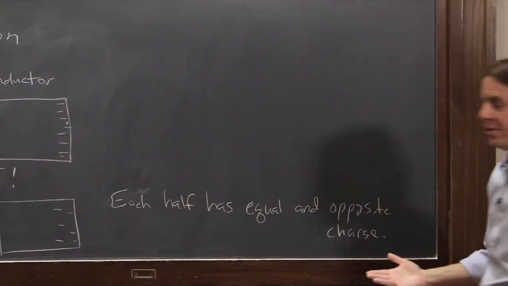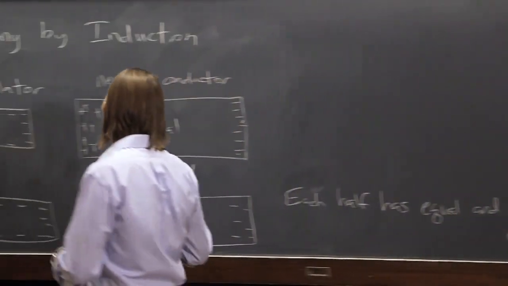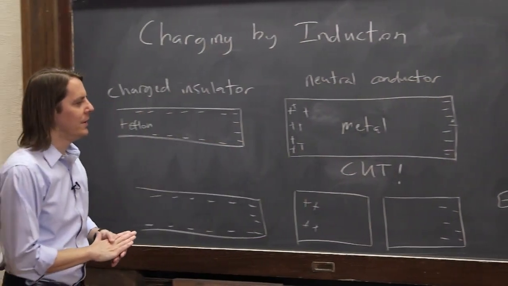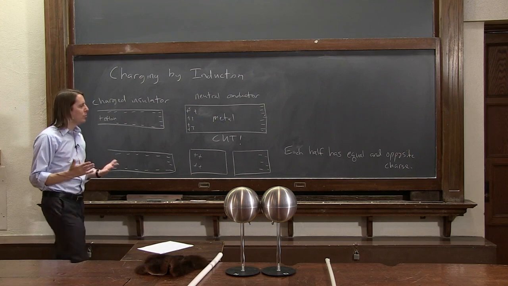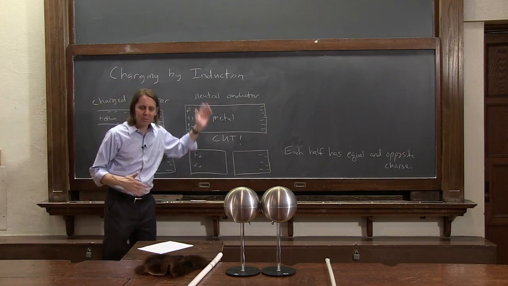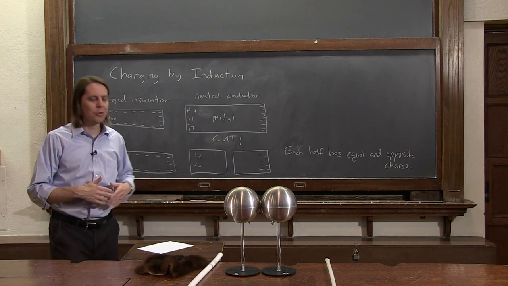So now they're both charged. In fact, we charged up two things. We charged up this piece of metal positive and that piece of metal negative. Now in the real world, you don't charge by induction by cutting pieces of metal. Cutting metal is very hard. There's other ways that you do it.